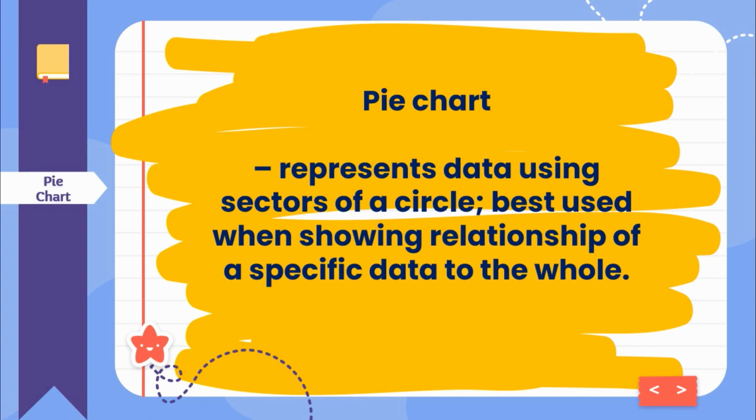So, pie chart represents data using sectors of circle. It is best used when showing relationship of a specific data to the whole. So, ginagamit natin ang pie chart whenever we want to present data in percentage form. Although, pwede din naman sa line graph and bar graph. But, kung frequency yung gusto nating i-present, hindi natin pwedeng basta-basta gamitin ang pie chart kasi meron pa tayong computation na gagawin. Kailangan makuha muna natin yung percentage ng bawat frequency na yon bago tayo makapag-draw ng pie chart.